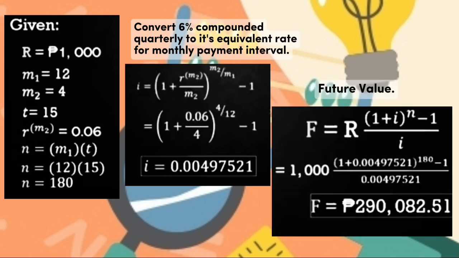0.00497521. So now, we can already get the future value using the formula F is equal to R times ((1 plus i) raised to the power of n, minus 1) over i. So just substitute the given values. So our future value is 298,082 pesos and 51 centavos.